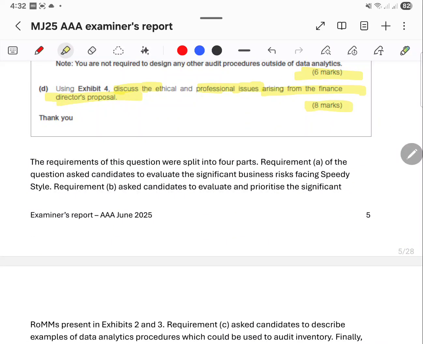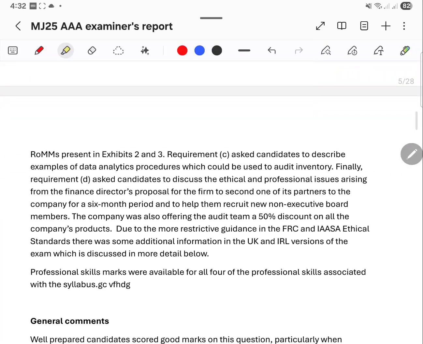So nothing specific, they're just telling about the requirements in this para. Now, requirement C, present in exhibits 2 and 3, asks candidates to describe examples of data analytics procedures which should be used to audit inventory. Finally, requirement D asks candidates to discuss the ethical and professional issues arising from the finance director's responses.